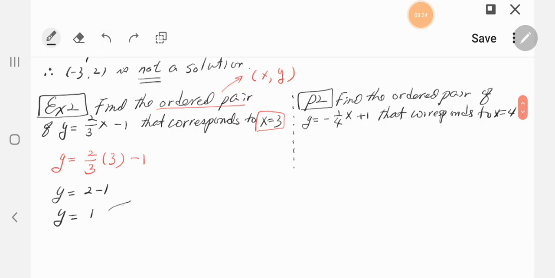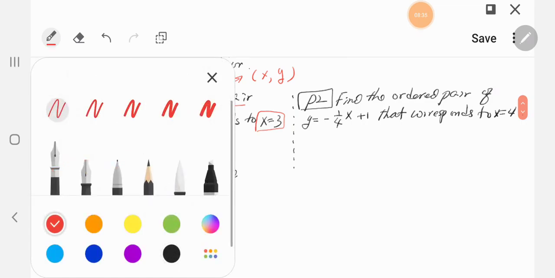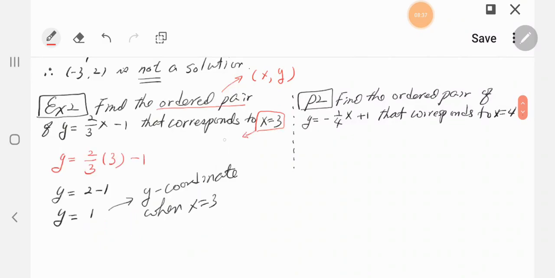So that is the y coordinate when x equals 3, right? So x equals 3 means this is the x coordinate of the ordered pair. Okay, ordered pair. So the answer is x is 3 and y is 1, right? Y is 1. So this is the ordered pair of this equation when x equals 3.